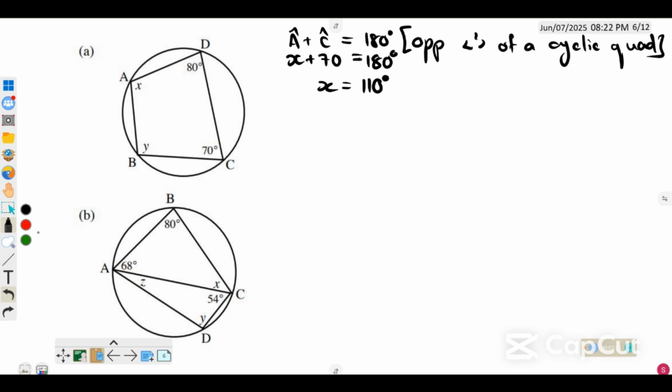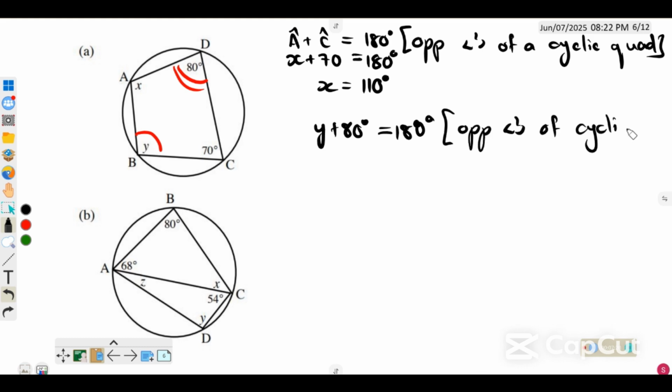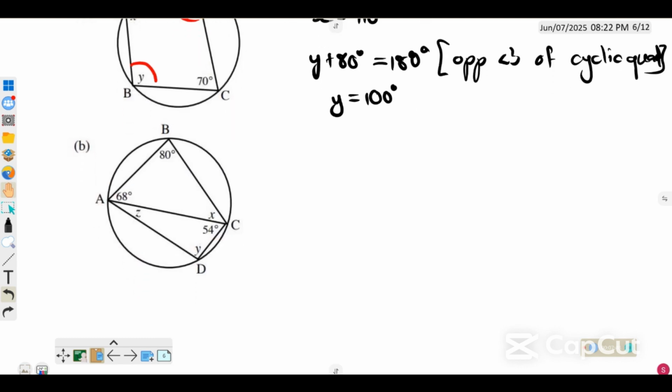And we can also find Y. If you look at Y, you will see that these are opposite angles of a cyclic quad. So Y plus 80 degrees again, which should give us 180 degrees. And then what? These are opposite angles of a cyclic quad. Right. So as you can see, we get Y equals 100 degrees. Straightforward.